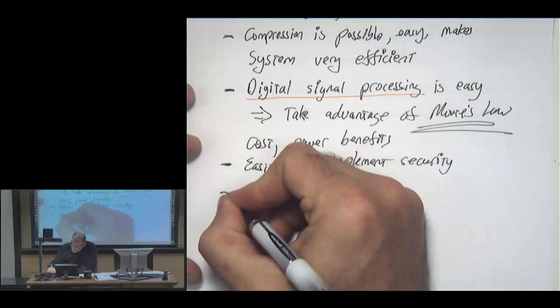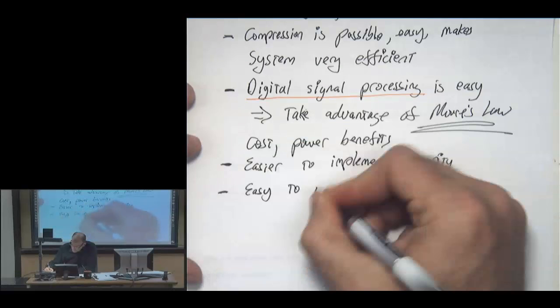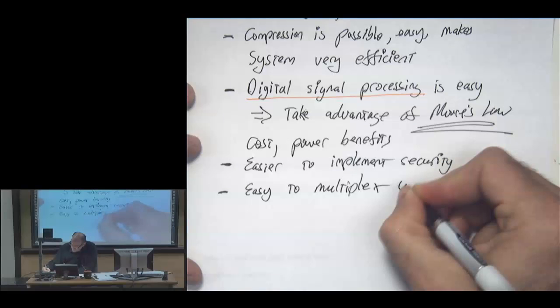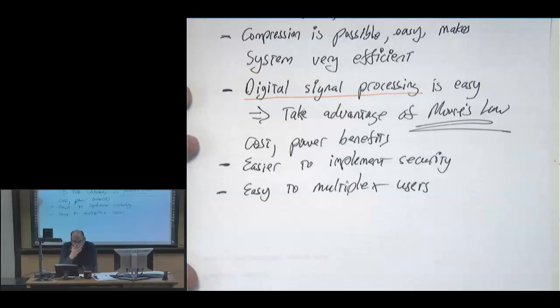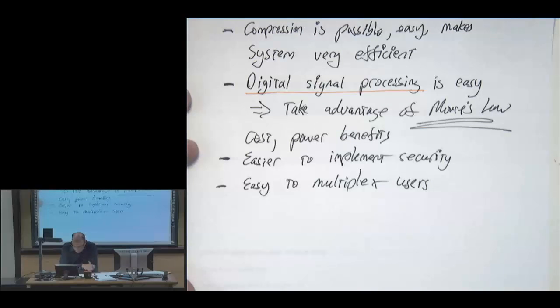There's also, it's easy to multiplex users to share the channel. So with analog modulations, primarily the way we were sharing the channel, you can share it, modulating signals at different carriers, but it's rather cumbersome. If you've got hundreds of users that want to share the same 1 megahertz of bandwidth, it's a bit easier to do with digital. So we have, let's see, the robustness, uses the high-quality digital components.